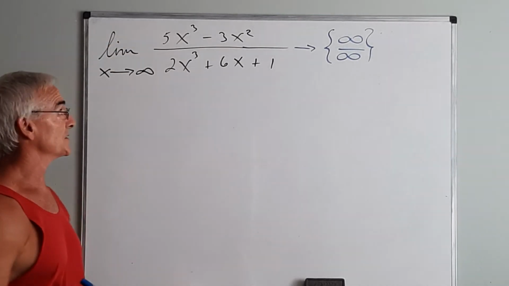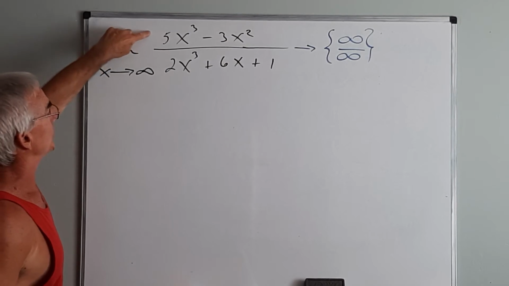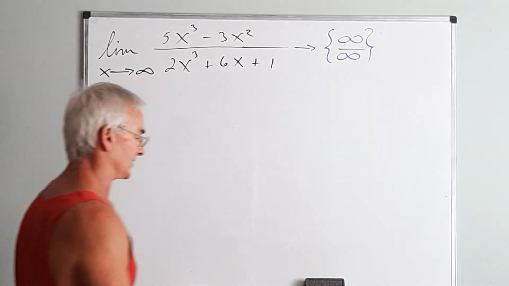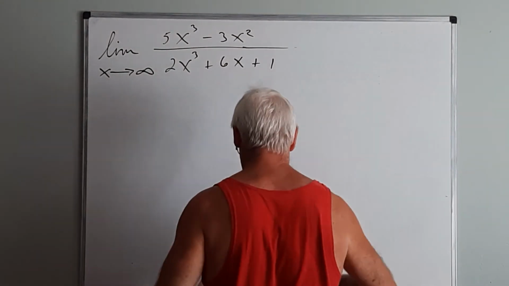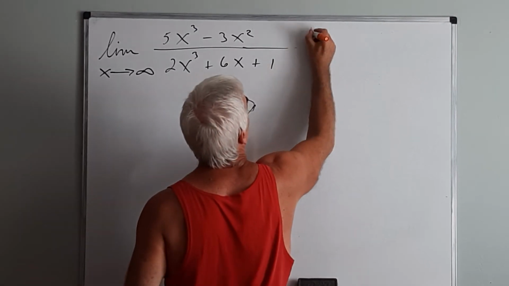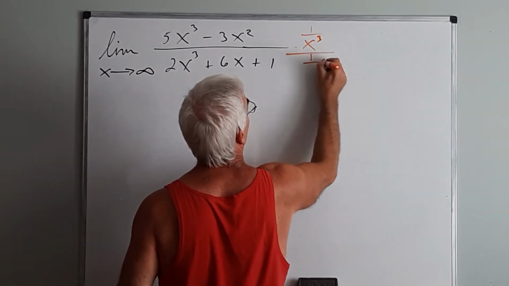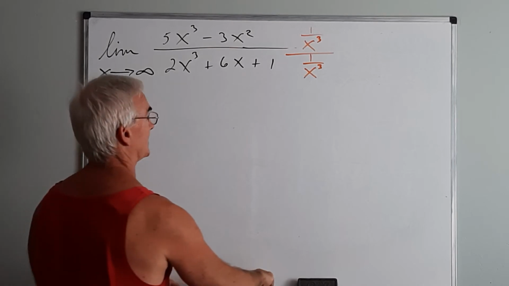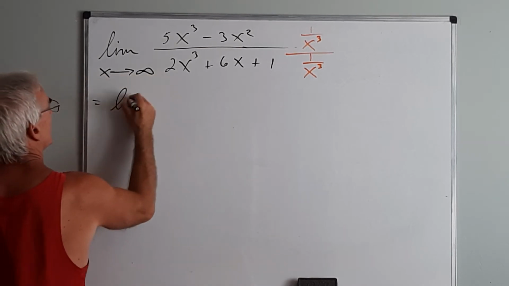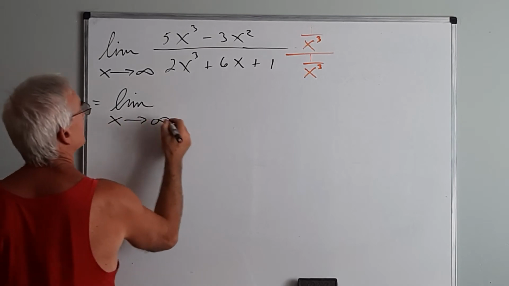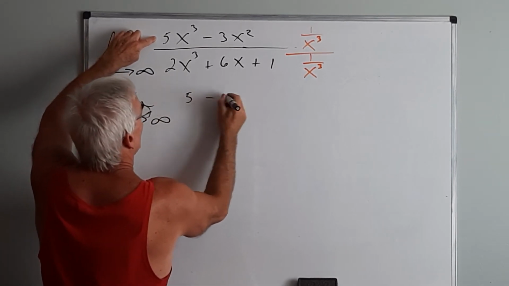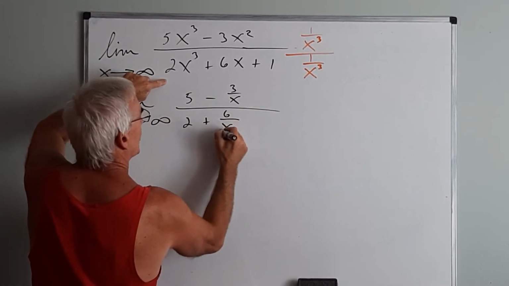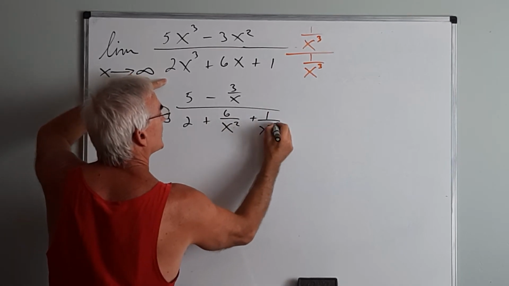Now I have one of two choices here. Either I can factor out an x cubed from the top and bottom, or I can simply multiply top and bottom by 1 over x cubed. Turns out that's actually a little bit more efficient. So if I said I'm going to multiply by 1 over x cubed over 1 over x cubed, well, x is growing. X isn't 0. That's the only time I can't do that is if x can be 0. So when I do that move, I get the limit as x goes to infinity of 5 minus 3 over x on top, 2 plus 6 over x squared plus 1 over x cubed.